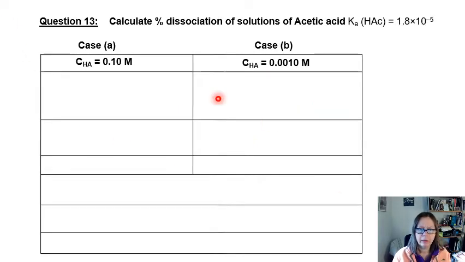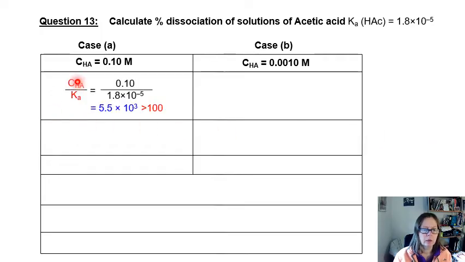Question 13. Calculate the percent dissociation of solutions of acetic acid. Acetic acid has a Ka of 1.8 × 10^-5, and we have two cases. Case A, the nominal concentration is 0.1 molar. Case B, the nominal concentration is 0.001 molar. So let's start with case A. Doing the ratio nominal concentration over Ka, 0.1 divided by 1.8 × 10^-5, it's much greater than 100, so we can do the approximation. X is the square root of the nominal concentration times the Ka. If we do this calculation, you'll find that X is 1.3 × 10^-3 molar.